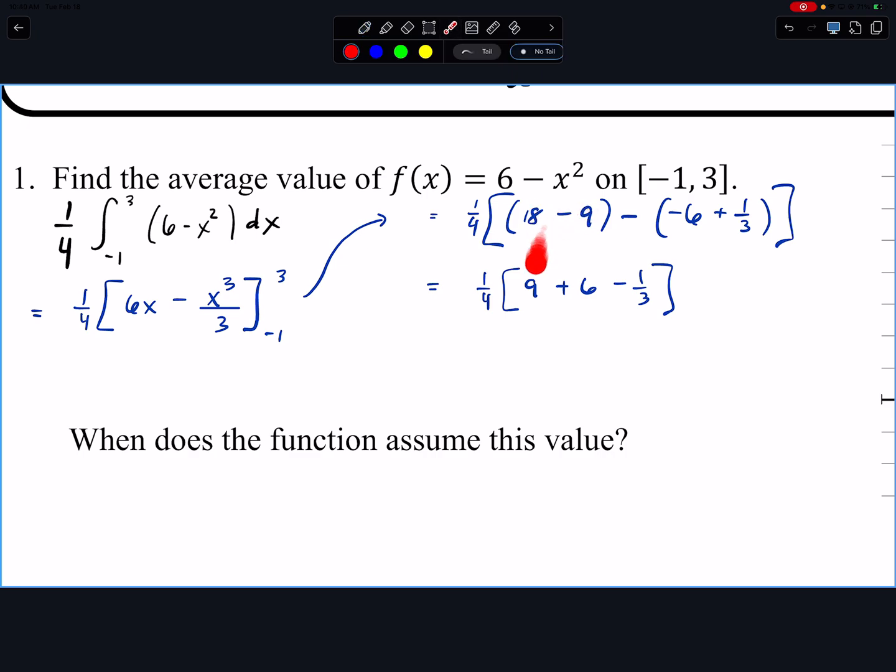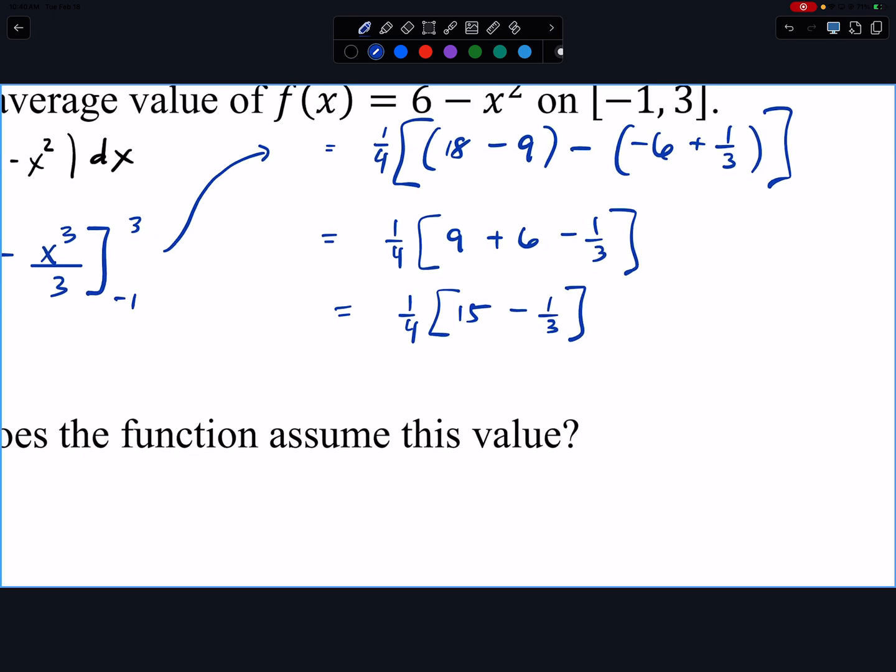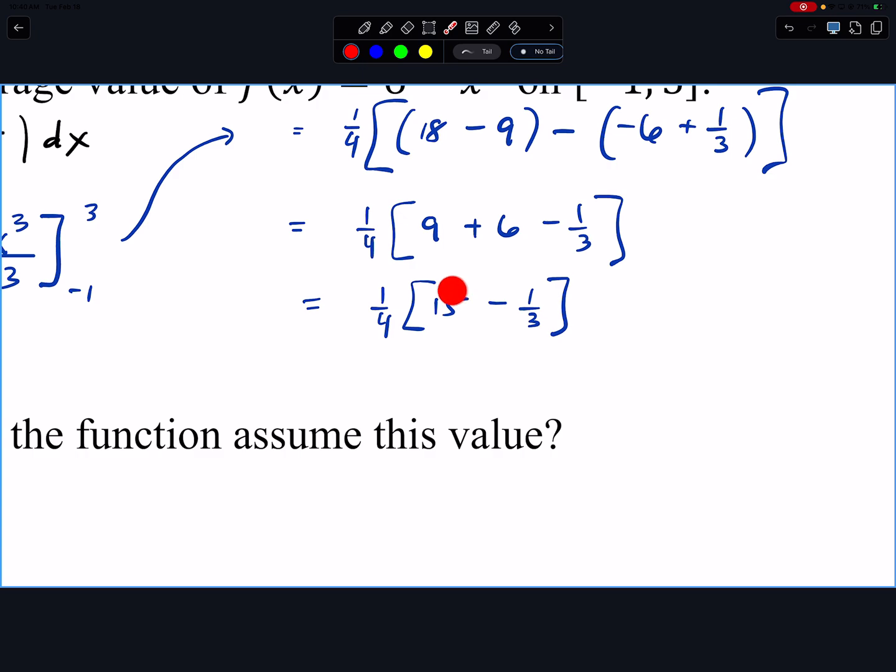Is everyone cool with that? This is 9, -6 becomes plus 6. 6 plus 9 is 15. All right, now, how many thirds is 15? 45 thirds. Okay, I can rewrite this as 45 over 3. 45 over 3 minus 1/3 is 44 over 3.